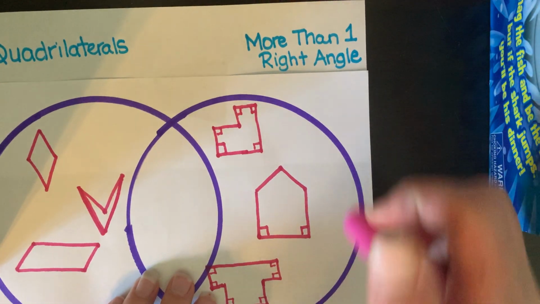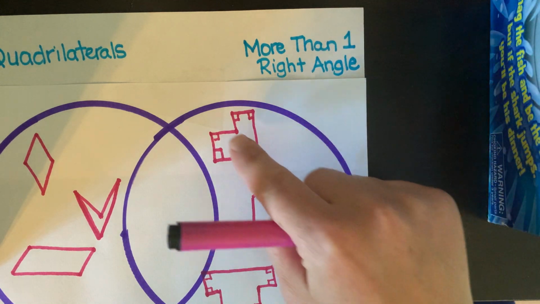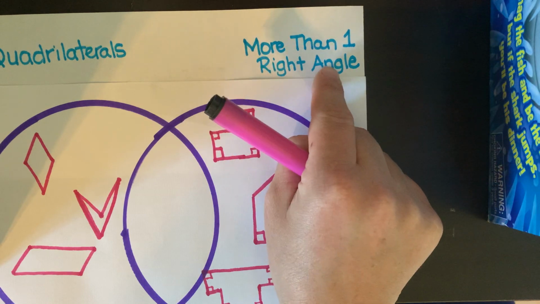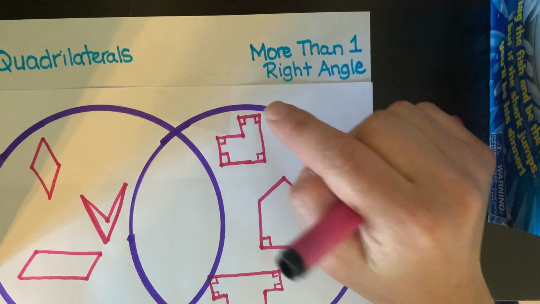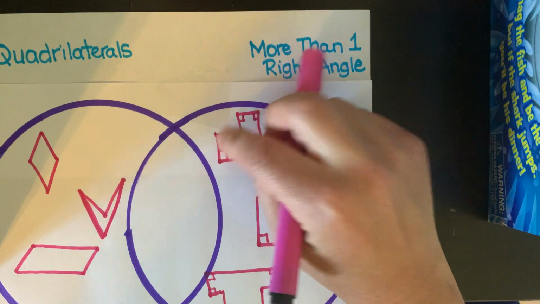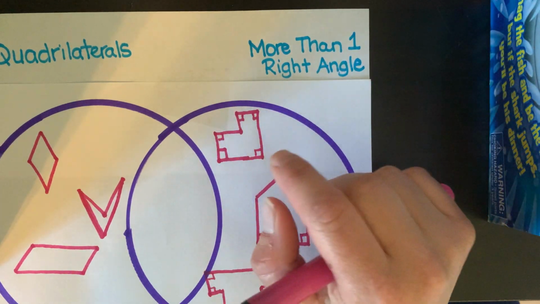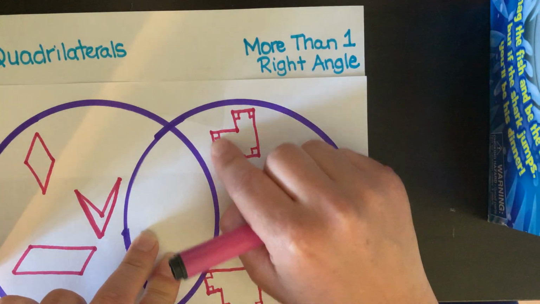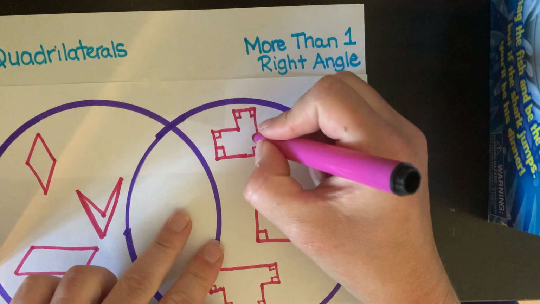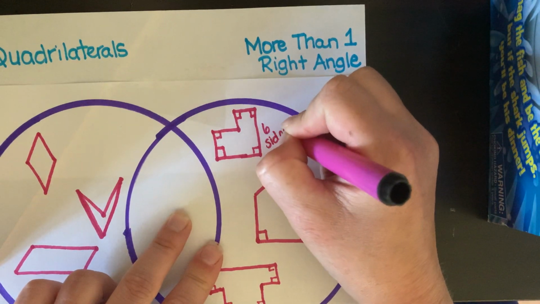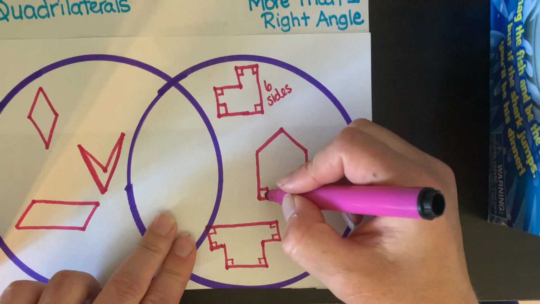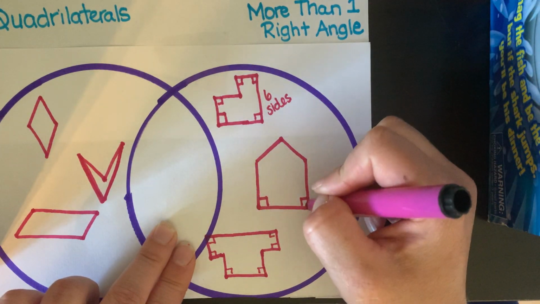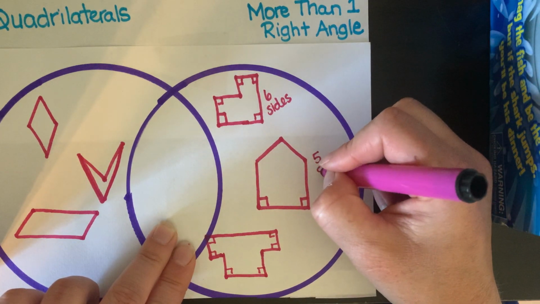When I move to this circle, I have a new heading. And these are polygons with more than one right angle. So let me take a look. 1, 2, 3, 4, 5 right angles. But I also noticed something else. This polygon has 1, 2, 3, 4, 5, 6 sides. And then when I look down here, I have 2 right angles over here, so they have more than one right angle. And I have 1, 2, 3, 4, 5 sides, which makes this a pentagon.